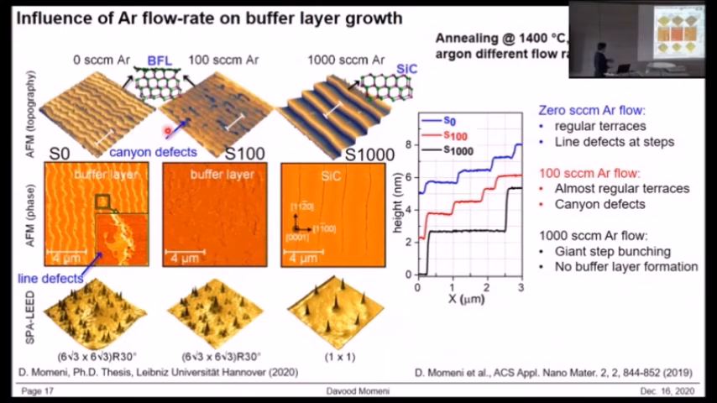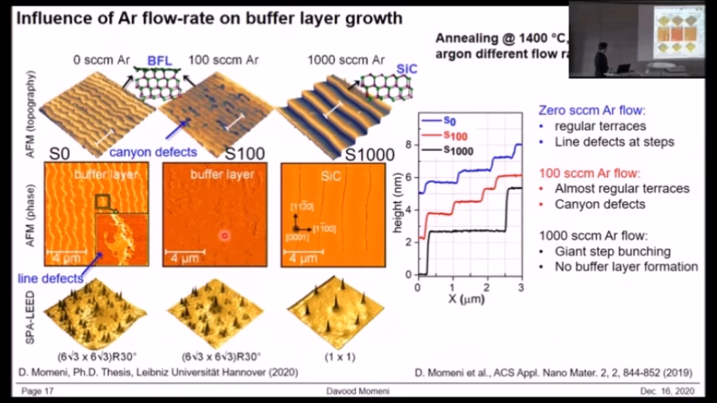From looking at the topography of the samples, we can see a difference. The sample processed with 1000 SCCM shows really giant step bunching. This is clearer when you look into the AFM height profiles of these three samples. In the case of the 0 and 100 SCCM samples, if you take a look at the LEED pattern of these two samples, we can confirm that we have buffer layer formation, which is not the case when we have 1000 SCCM argon gas flow. So here, the argon gas flow led to etching of the surface.